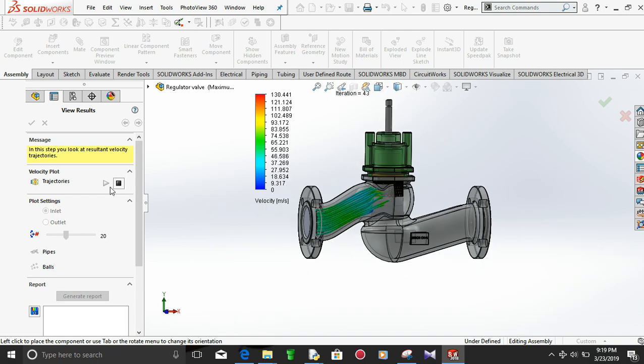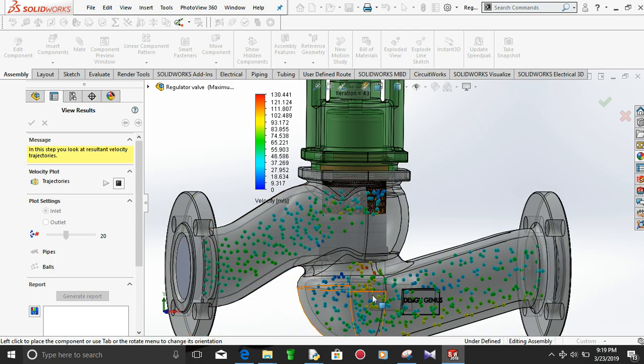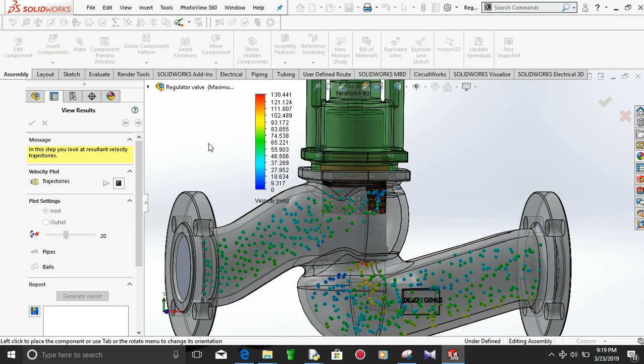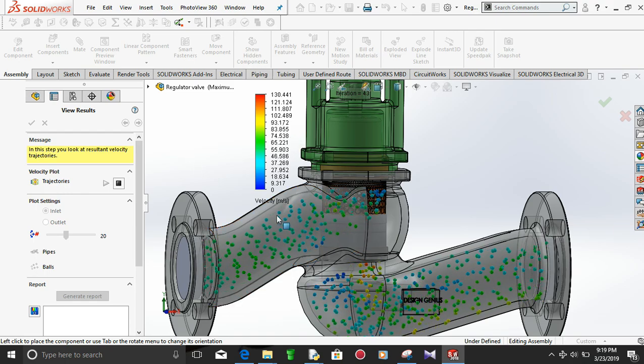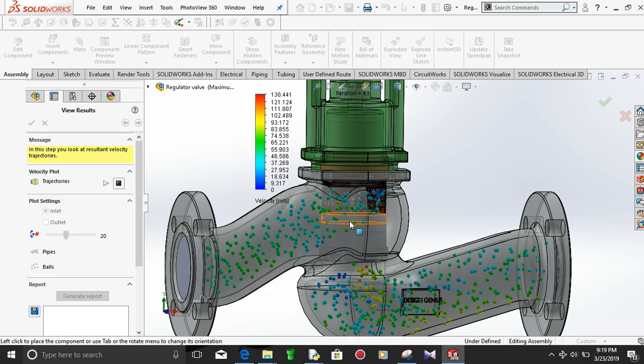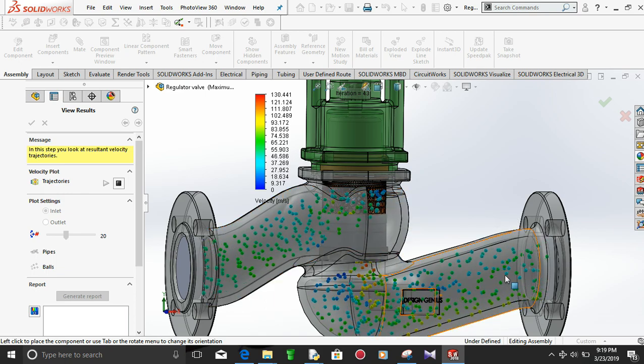So let me put the ball animation so that you can appreciate well what we are doing here. So this is what happened. Water gets in there, gets down, and water goes out. So based on the graph that we have here for the velocity, you can look at the speed of any molecule at any point in time.